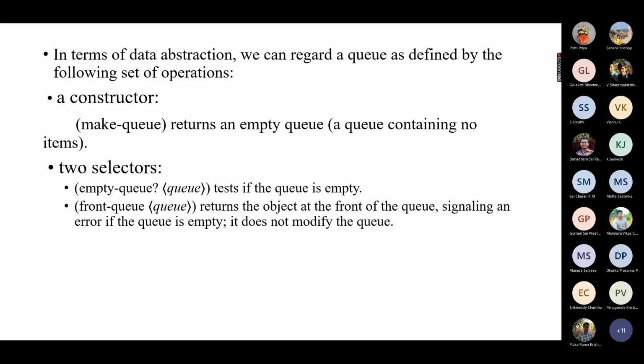It is empty, you are performing a selection operation where there are no elements. So this front queue will not modify the queue. So it is not a mutator. It is a normal function. And empty queue is also a normal function. So these are all the selectors.